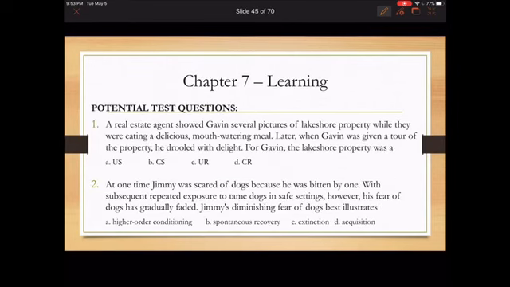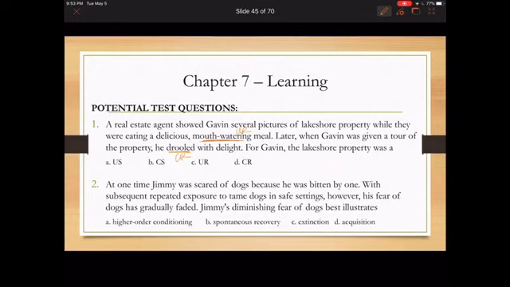A real estate agent showed Gavin several pictures of a lakeshore property while they were eating a delicious, mouth-watering meal. Later, Gavin was given a tour of the property and he drooled with delight. So this drooling or this mouth-watering is that unconditioned response. And at this point, it is a conditioned response.